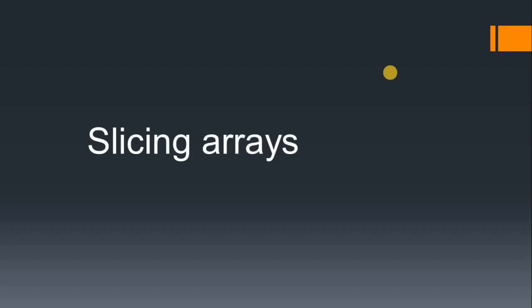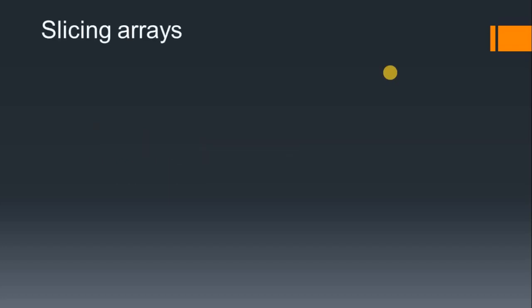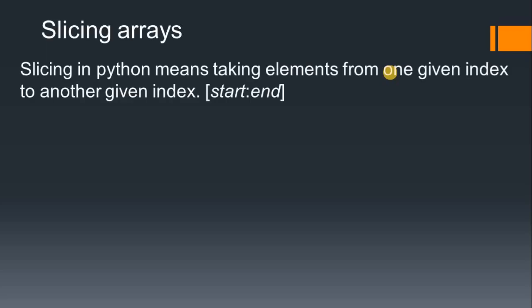Hello dear student, now we are in the next tutorial of NumPy and here we will see the slicing array concept in NumPy. So first you should understand what the slicing concept is. Slicing in Python means taking elements from one given index to another given index. When we want to extract values from a particular range, we use slicing.